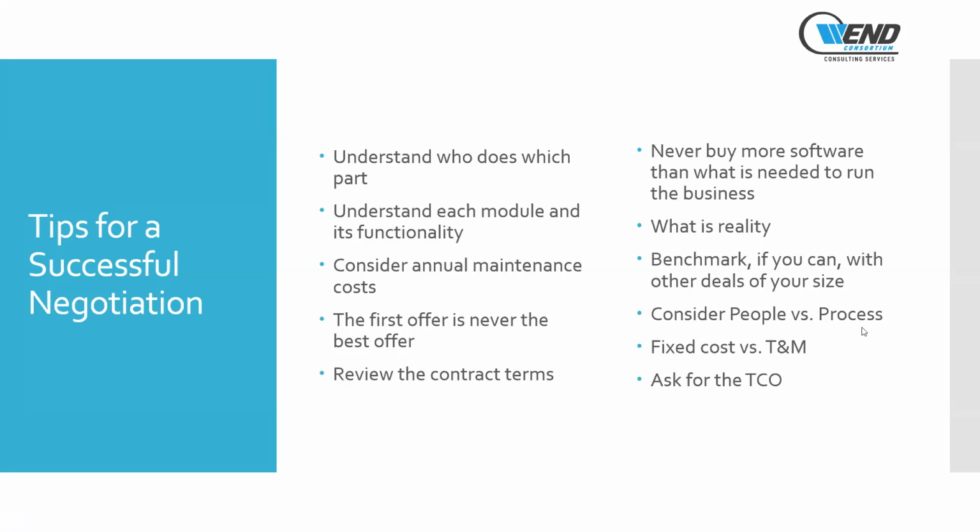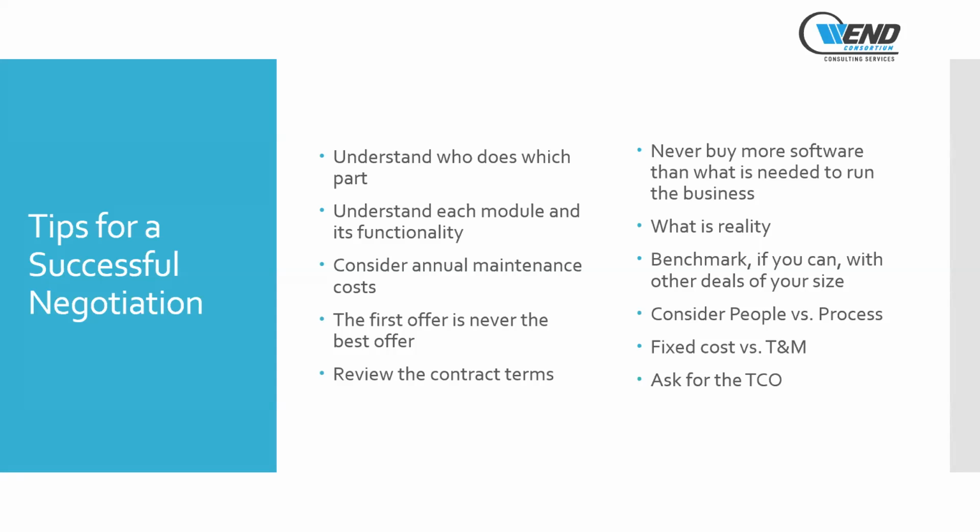Some of the other things we also want to consider are fixed cost versus time and materials. Some vendors will offer both types of bid, whether it's a fixed cost or time and material, but each side of those is a great chance for us to negotiate to ensure that we're okay with spending this amount of money, or up to this amount of money. Is that something we want to look at as time and material, or do we want it as a fixed cost? And the last tip I always say inside of a successful negotiation is, let's talk about the total cost of ownership.